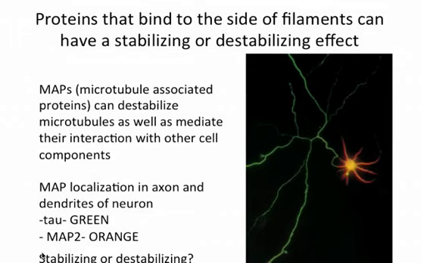So this picture is showing MAP localization in axon and dendrites of a neuron. In this case, the MAP they're talking about is tau. Well, there's two. There's tau and then MAP2. So you've got green, which is going to be in the axon. Is that right? Dendrite? And then orange is MAP2. So the question is, do you think MAP2 is going to be stabilizing or destabilizing?